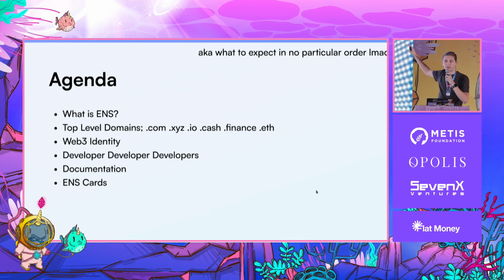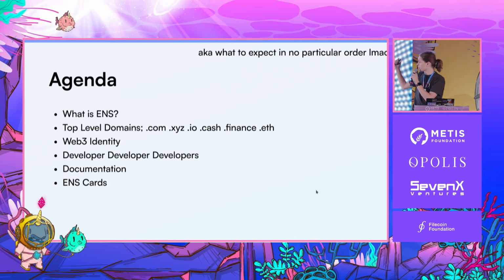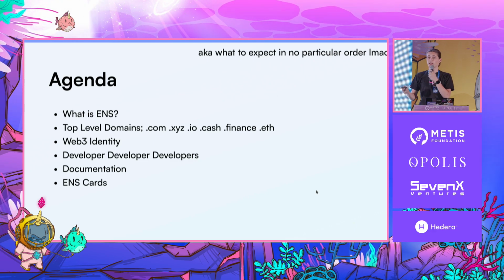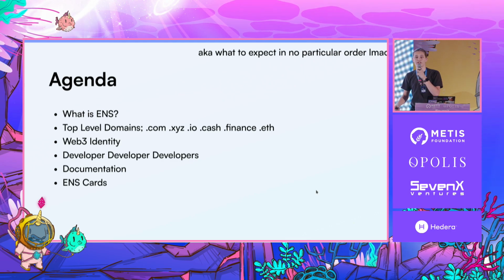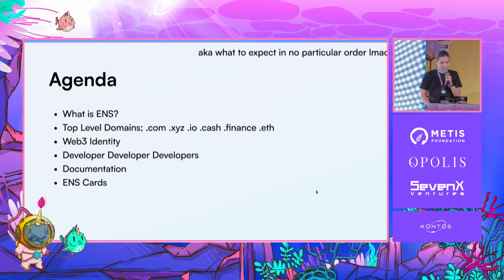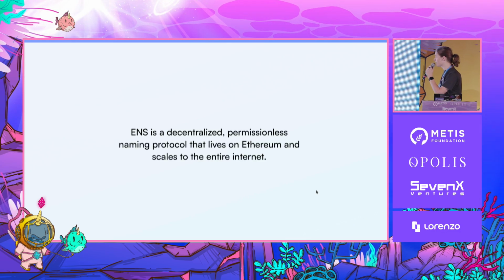In no apparent order, because every talk is supposed to have an agenda, we've got what ENS is, some top-level domains like your .xyz, your .io, your .cache, and all that fun stuff. Web3 identity, developers, documentation, and obviously ENS cards, which I almost lost. Cool, so what are we here for? What is ENS? What are we doing?